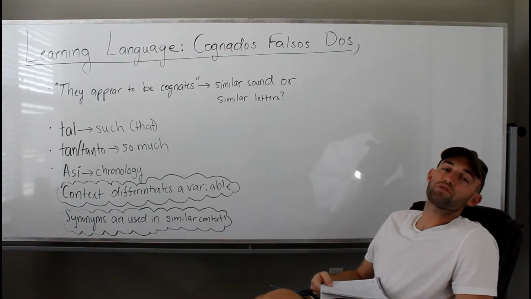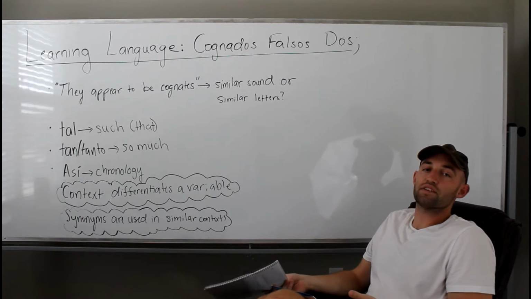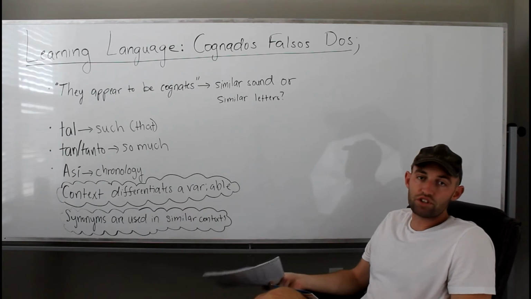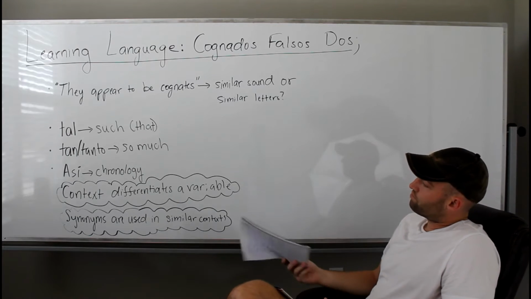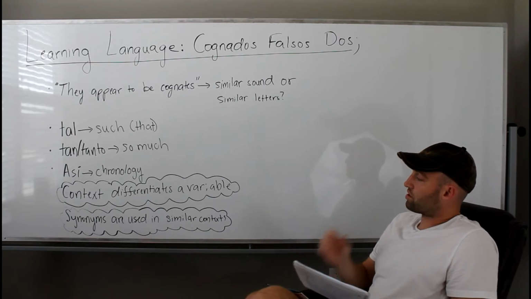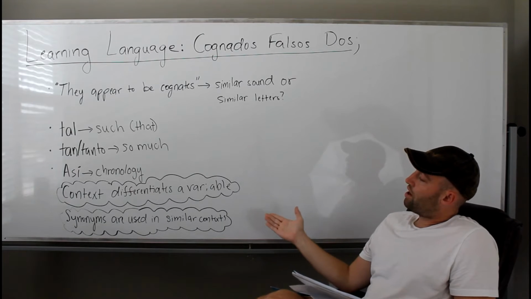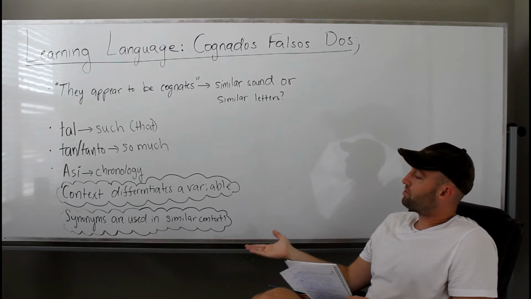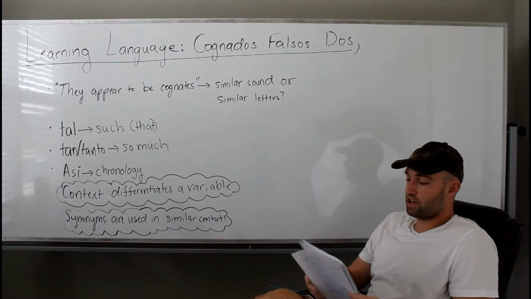Context: spelling a word constructs a variable. Context defines that variable. Context also differentiates those variables. So in general, in all languages, in all contexts, context differentiates a variable. Synonyms are used in similar contexts.